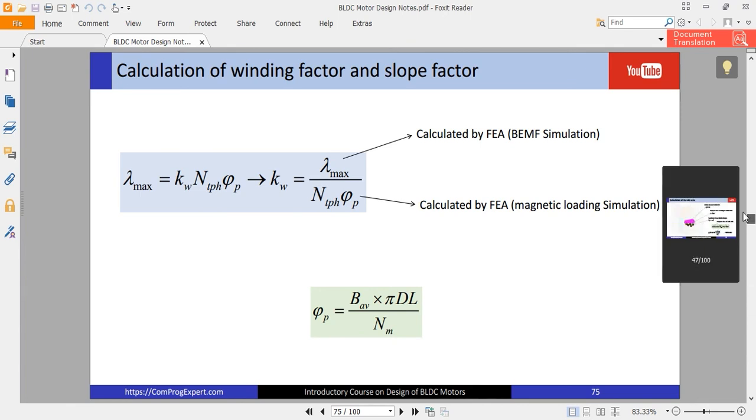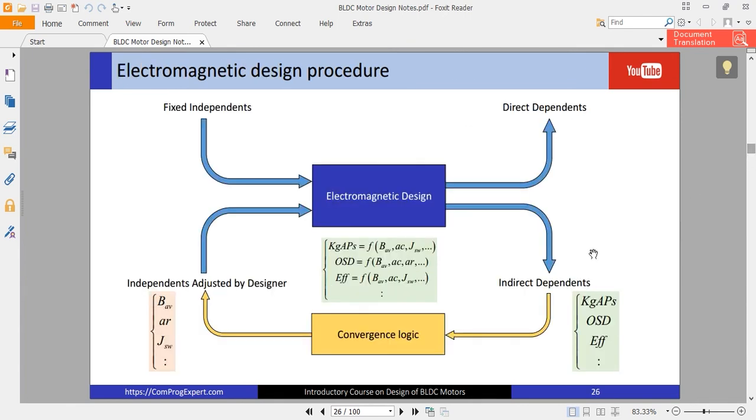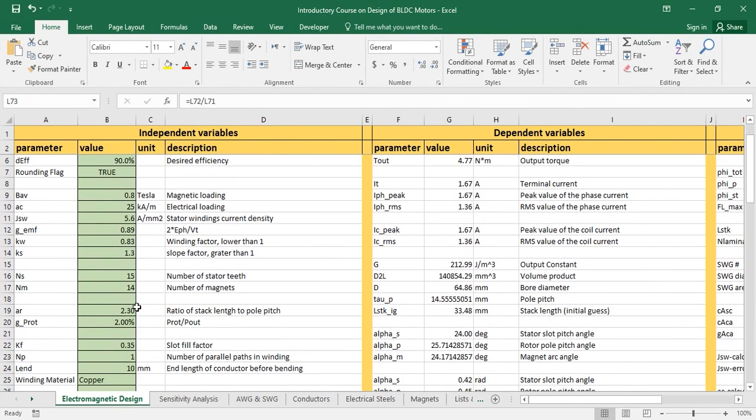Remember our electromagnetic design procedure? We assume an initial number for winding factor, we do design, we do finite element calculations, we calculate winding factor, then we update it again, right? So as you know, the winding factor is a function of number of stator slots and number of magnets. So one iteration is enough to update the value of winding factor.